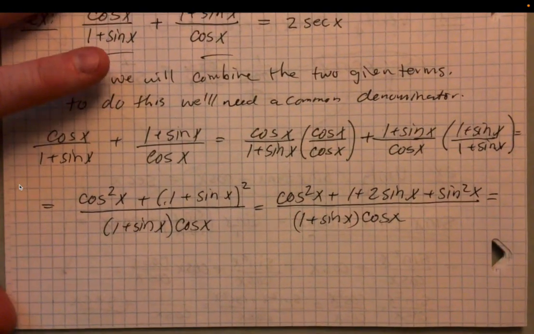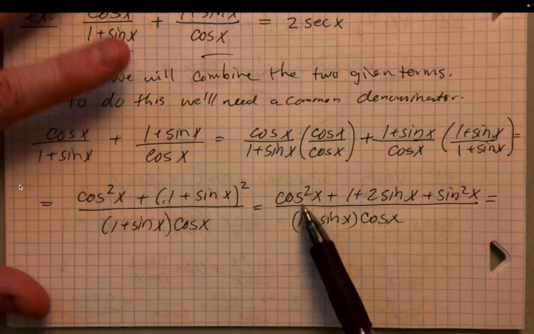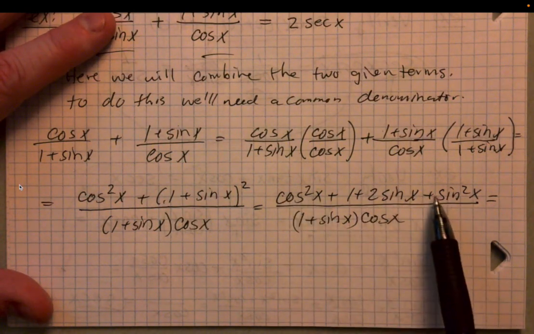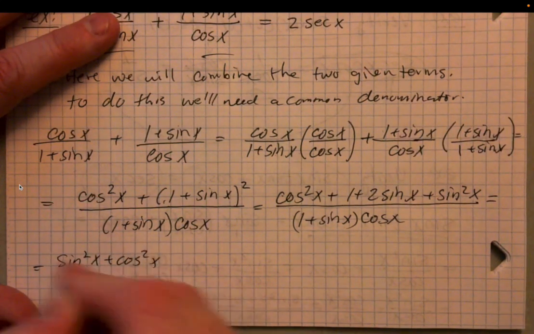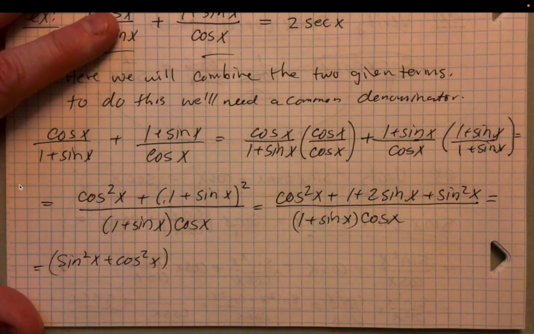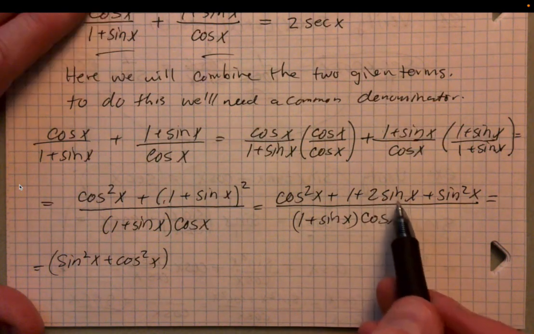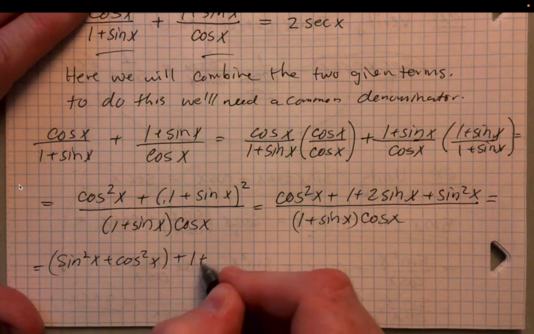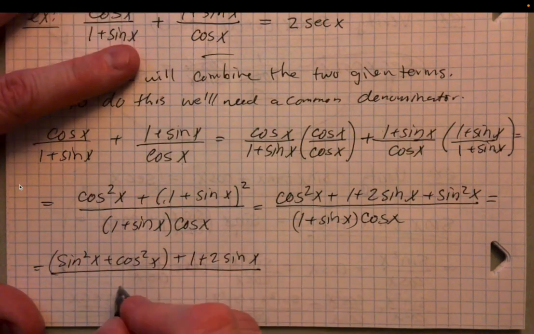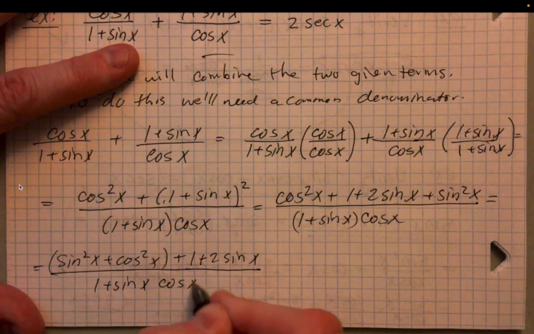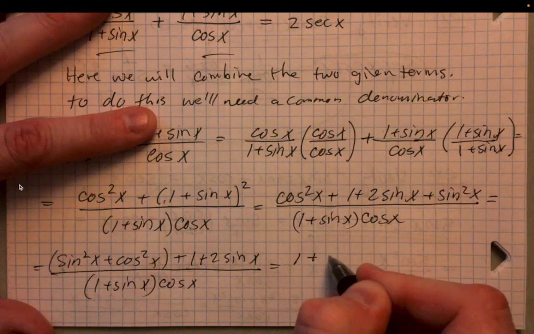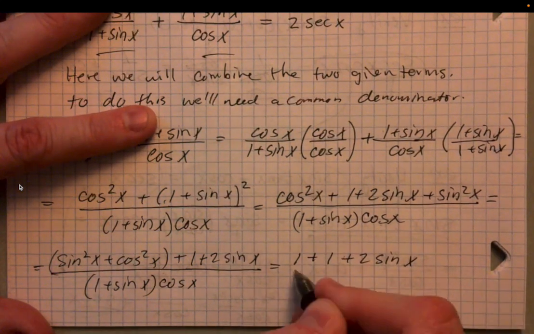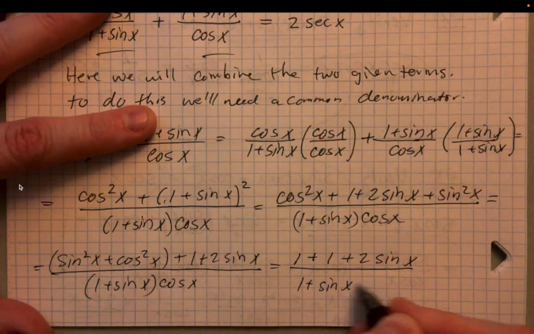All right. And what you can probably see already is that I've got a cos squared x and a sine squared x. So if I regroup those, if I put those together and write this other piece in the middle off to the side here, then I'm going to be able to use my Pythagorean identity on this. And so sine squared x plus cos squared x is just 1. So I get 1 plus 1 plus 2 sine x divided by 1 plus sine x times cos x.